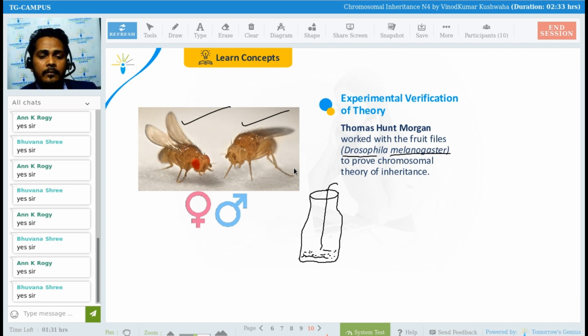Now these are the characteristics of Drosophila, and that's why he selected the fruit fly Drosophila to prove the chromosomal theory of inheritance.